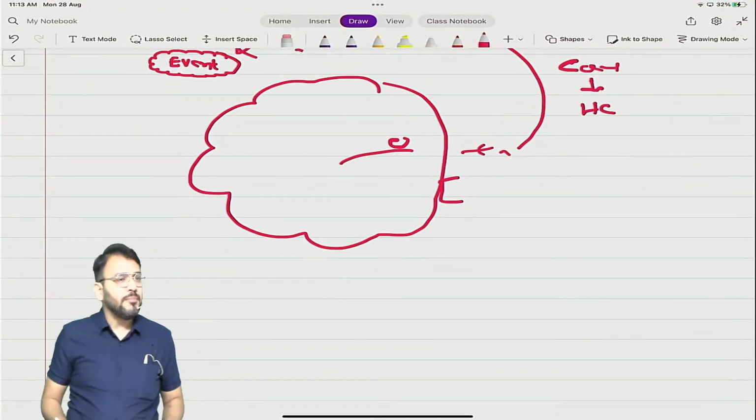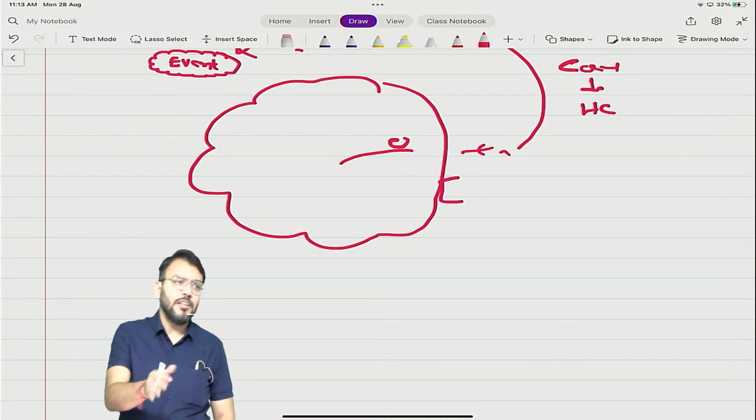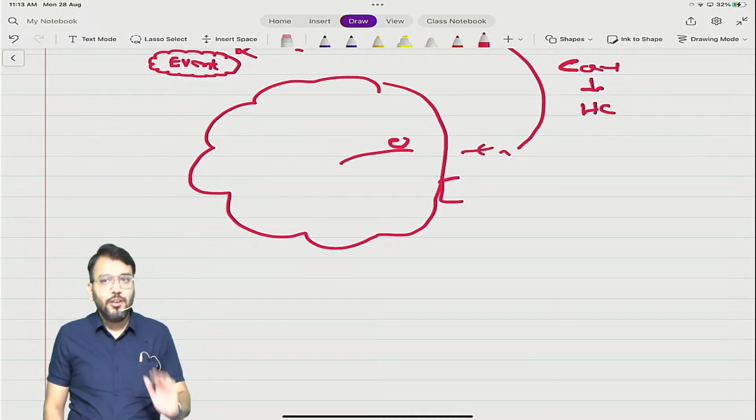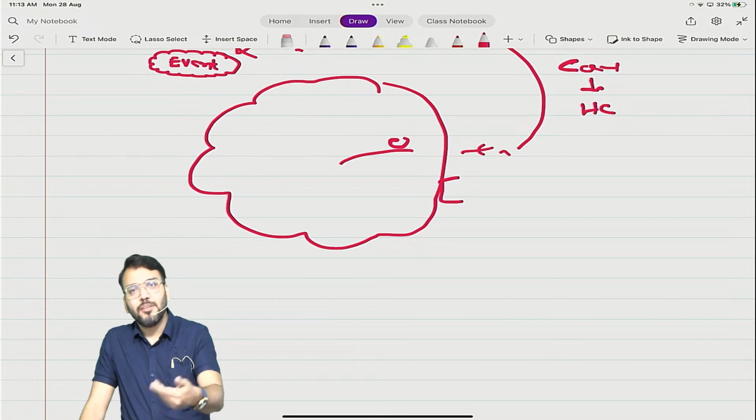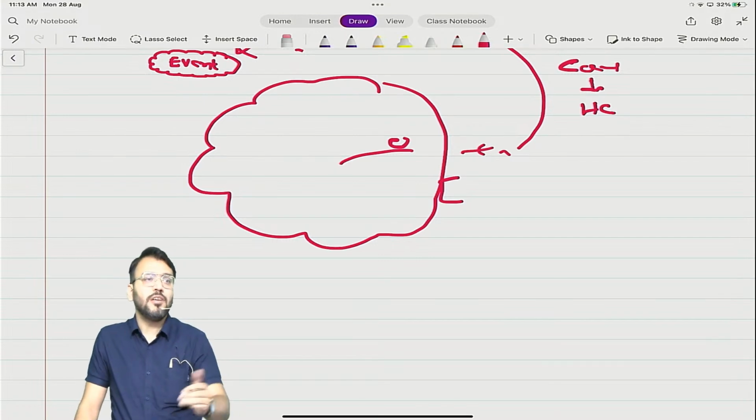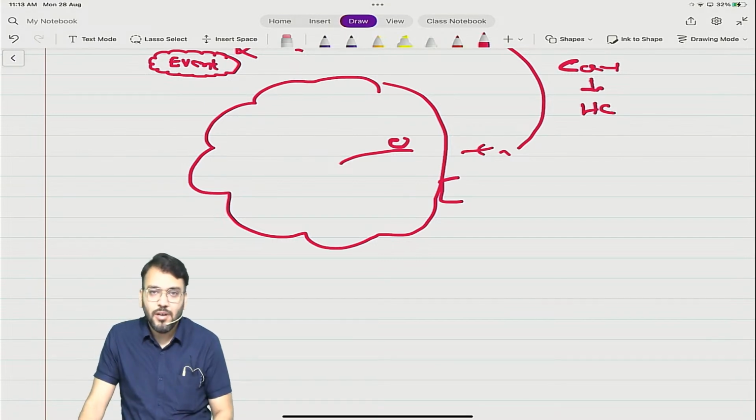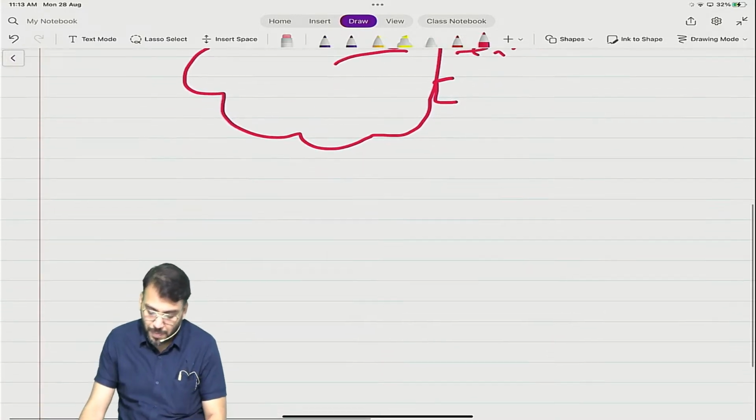Now, whatever examples I am taking, these examples are given in your question bank only. So when you read the question bank, you will find a similar example I have done in class. You will be able to understand. Now, just try to understand.